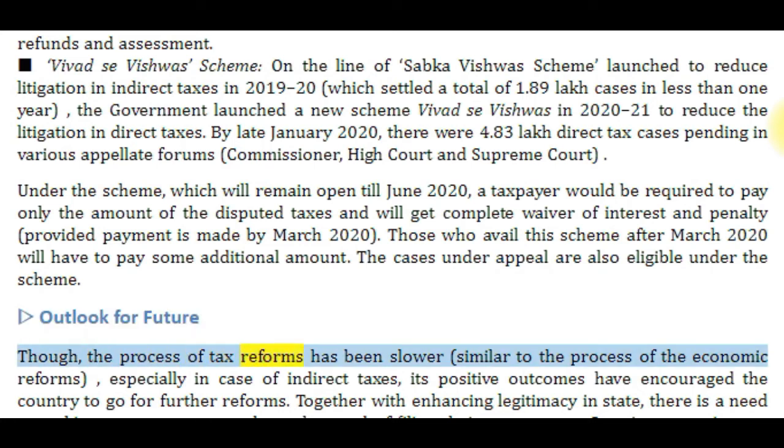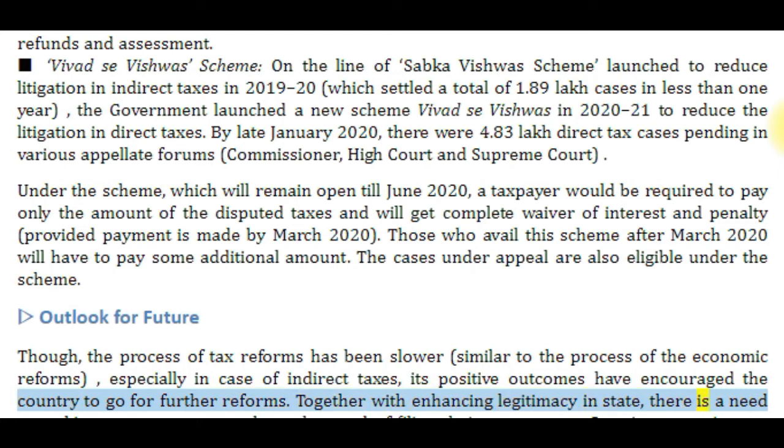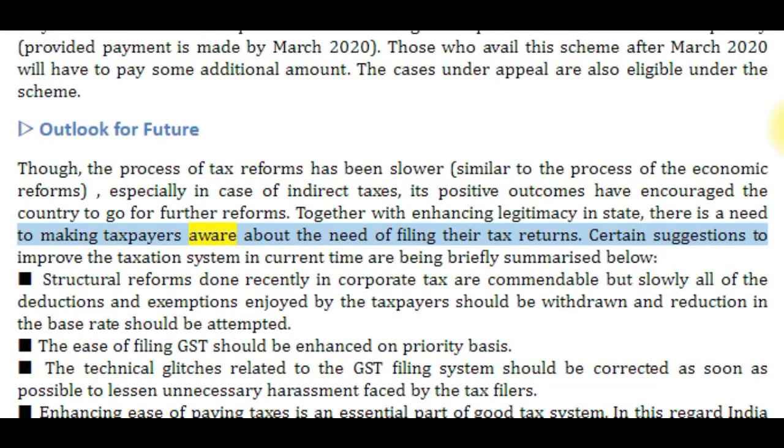Outlook for future. Though the process of tax reforms has been slower, similar to the process of the economic reforms, especially in case of indirect taxes, its positive outcomes have encouraged the country to go for further reforms. Together with enhancing legitimacy in state, there is a need to make taxpayers aware about the need of filing their tax returns. Certain suggestions to improve the taxation system in current time are being briefly summarized below.